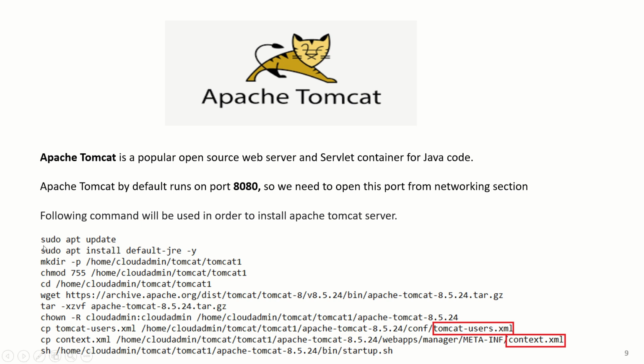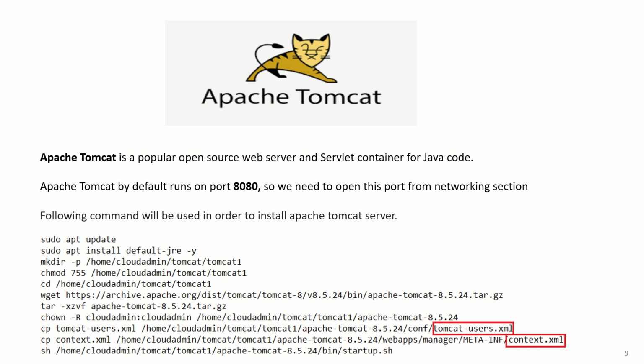The very first thing we need to do in order to install Apache is install Java. So the first two commands are to install Java on the machine. sudo apt update just updates the packages on that machine. sudo apt install default-jre -y is the command to install the JRE package for Java. Once you execute both of these commands, you can check with the java -version command whether Java has been installed or not.